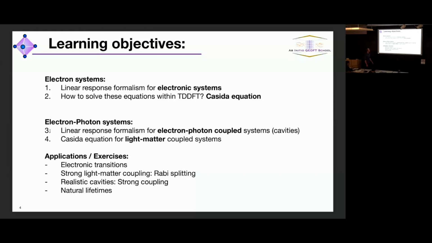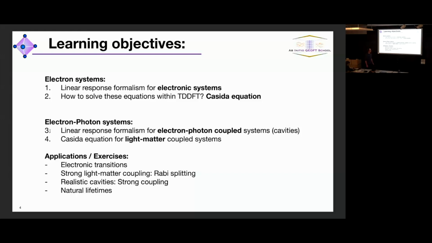And then once we have that, we can move on to the more interesting topic, the topic the school is about: QED systems, where electrons and photons are coupled. Then we can see what changes from regular electronic systems in terms of linear response theory. If we put these systems inside optical cavities, how do we have to change the framework? This Casida equation will also change. So how do we change these Casida equations for light-matter coupled systems, and how do we solve them?